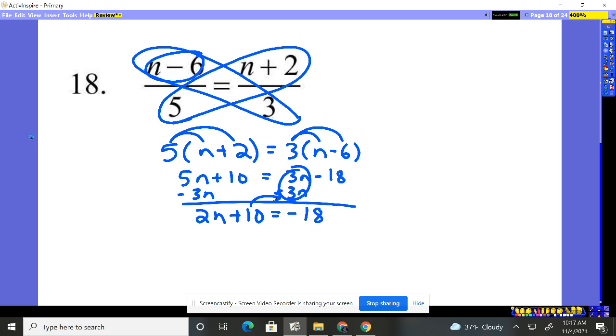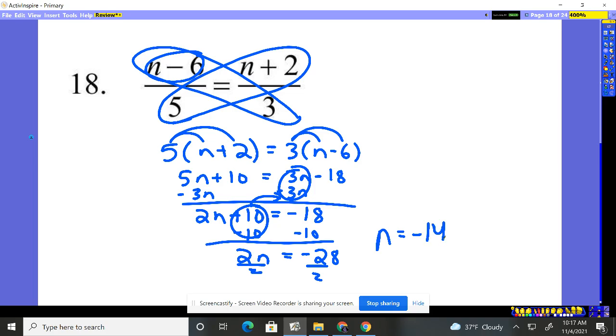So now let's move that 10 over to be with the other number. This is going to give us 2n. Those go away. Equals, lose 18, lose 10 more. You've lost 28. Now divide by 2, and you get your answer. n equals negative 14. If I plug negative 14 in here and here, those two fractions will be equal.